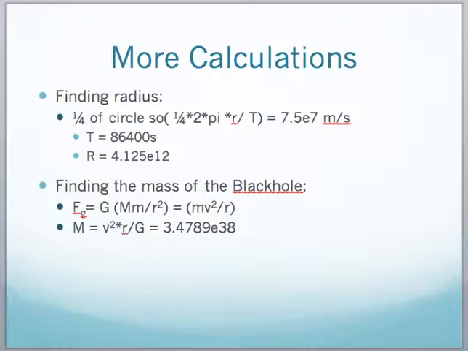My time was 86,400 seconds, which was given to me on WebAssign, and I was able to calculate for r by manipulating that equation, the 1/4 2 pi r over t, to get that r was equal to 4.125 e to the 12th.